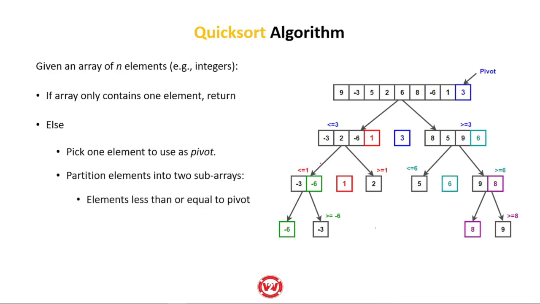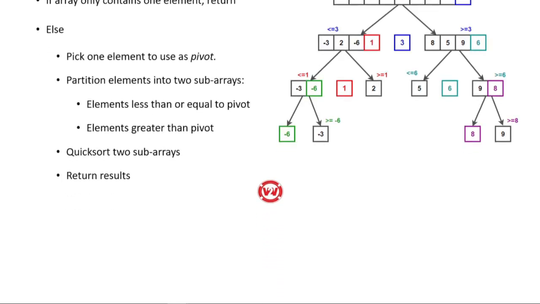Then we partition the elements into 2 sub-arrays. The elements less than or equal to the pivot, we are going to always put on the left side, and we are going to find out which are the elements that are greater than the pivot. And later on, you are going to quicksort the 2 sub-arrays. That is, the same process has to be applied on the next 2 halves, and then we can return the results.